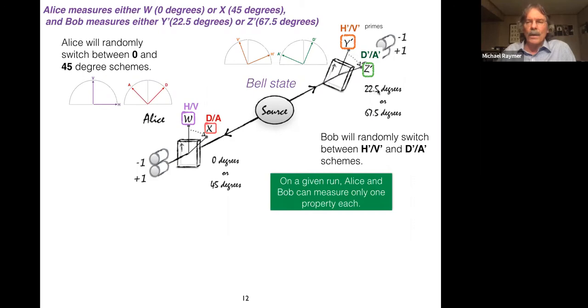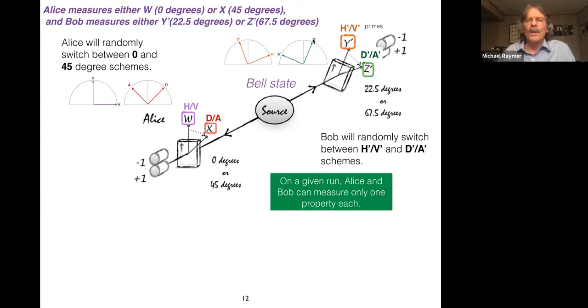One is the 22.5 degree scheme. And there's two detectors, and this variable is called y prime. And y prime is either plus or minus 1, depending on which detector clicks. Or he rotates an additional angle so that this is now 67.5. And I've shown these little arrows over here.